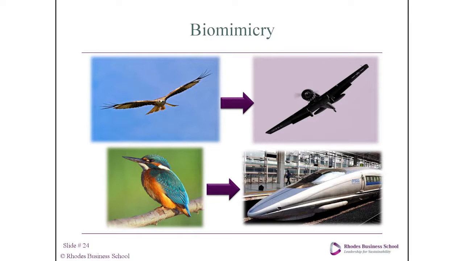The bottom picture of the bird is actually a small little kingfisher bird. You can see it's got a very long beak. It's quite streamlined. This was very useful when the Japanese produced their bullet train, which you can see on the bottom right-hand side of slide number 24. Initially, when the bullet train was made, very high-speed train in Japan, they had a lot of problems with sound and streamlining that bullet train.